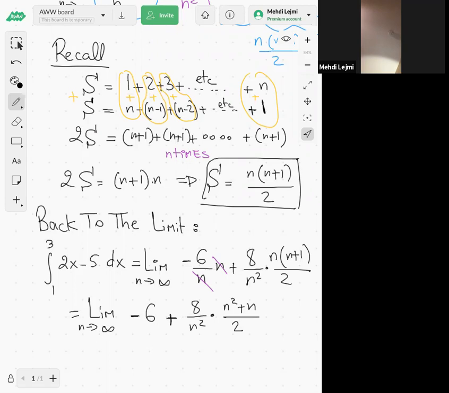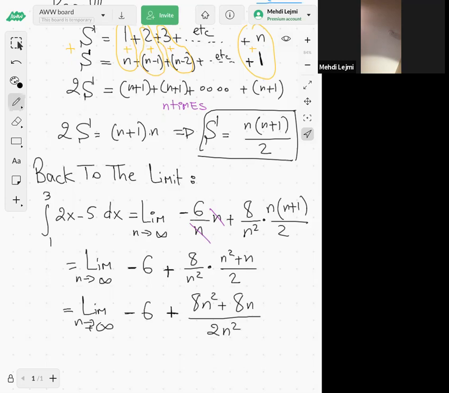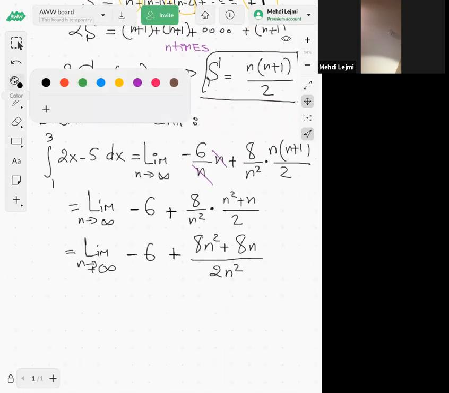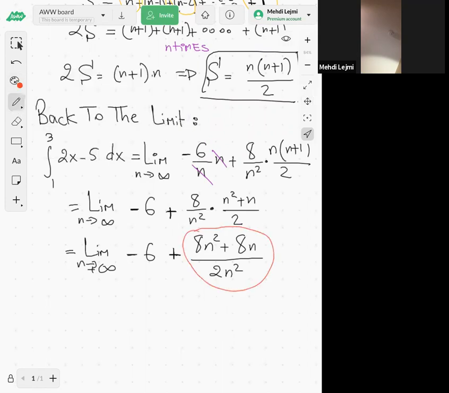All right, so we multiply. So this is the limit as n goes to infinity of minus 6 plus 8 times n squared, it's 8n squared, plus 8 times n, it's 8n, over 2n squared. All right, now, what would be the limit of this? Well, with this minus 6, there's no problem. We have this negative 6. Now the question is, what will be the limit of this when n goes to infinity?